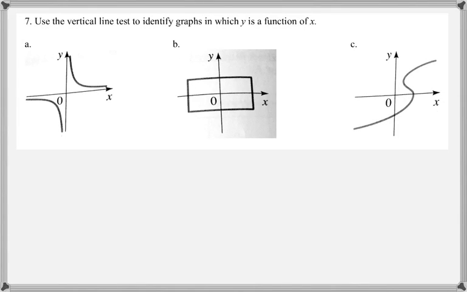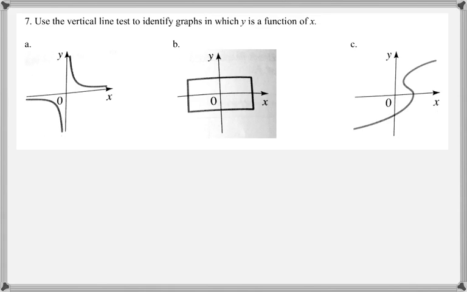Number 7 says, use the vertical line test to identify graphs in which y is a function of x. So it's actually easier to tell if a graph is a function, or I should say, if a relation is a function, if you see the graph. So we actually don't have to make a mapping like we did with the previous ones.